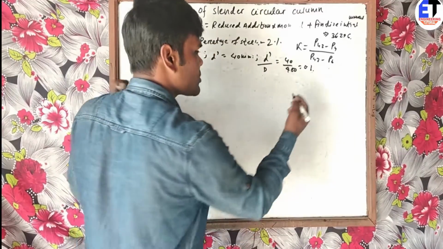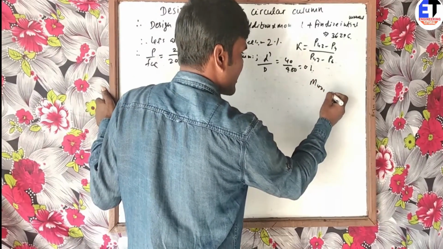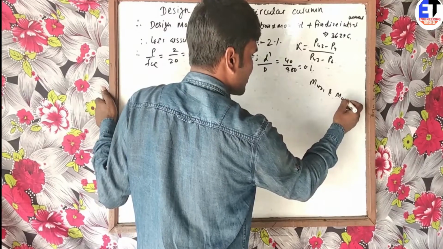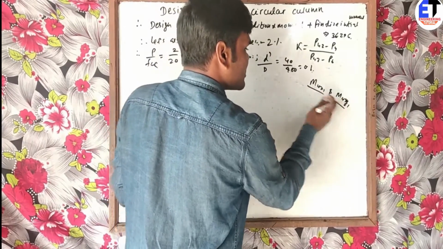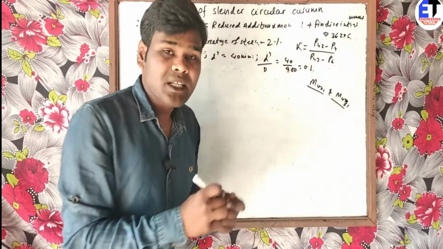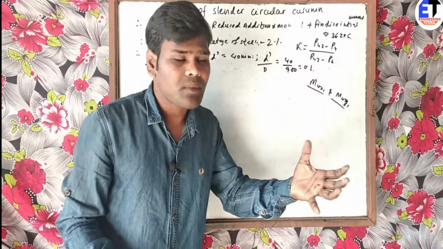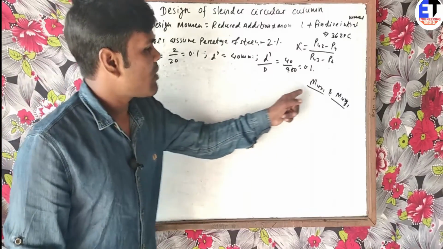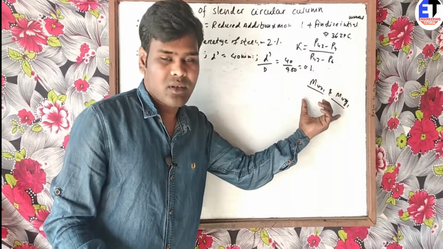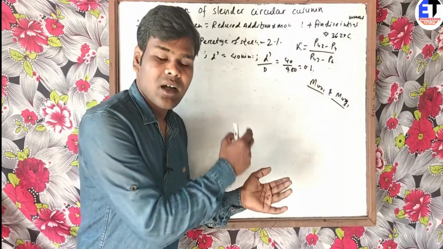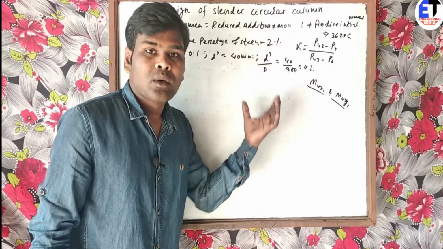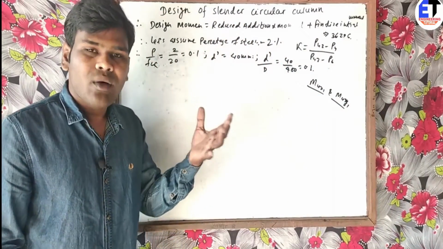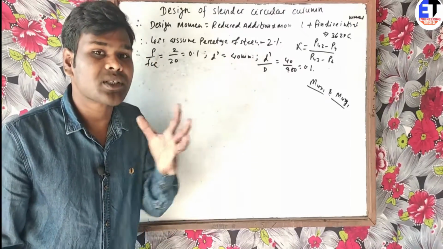Means we are going to calculate Mux1 and Muy1. With this expression, we find the moment capacity of our circular column for resisting the moment. So now we are going to calculate this value, and after calculating it, there is also one expression which determines whether our percentage of steel is sufficient or not.